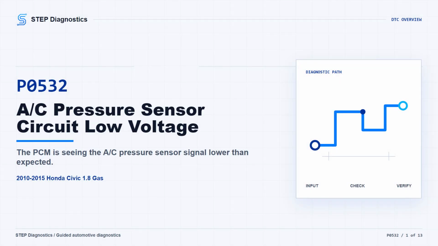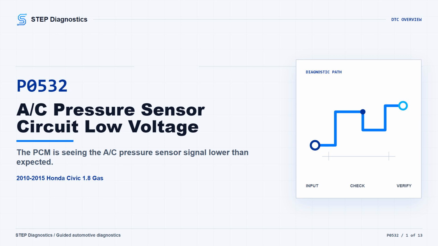On this 2010 to 2015 Honda Civic with the 1.8 gas engine, P0532 points to the A/C pressure sensor circuit reading low. In plain terms, the PCM may be seeing the A/C pressure sensor signal lower than expected. The driver may notice the A/C not operating normally, or the code may show up during a scan with the system otherwise acting intermittent. The broad fault areas can include the A/C pressure sensor, its signal circuit, the sensor power or ground side, connector issues, or in the later part of the diagnostic path, PCM software or PCM substitution checks.